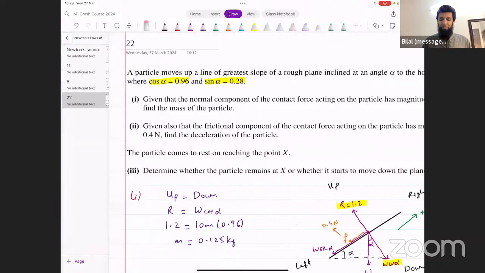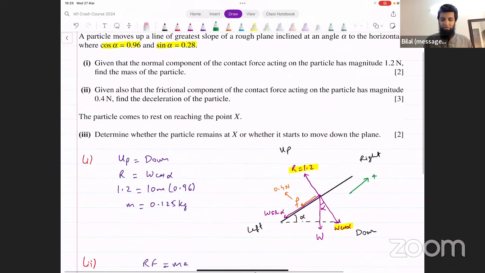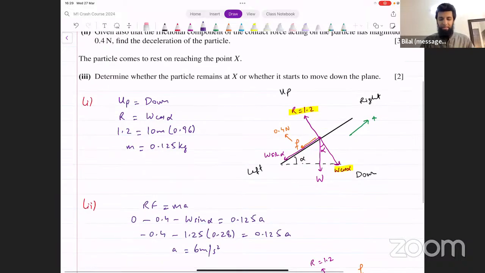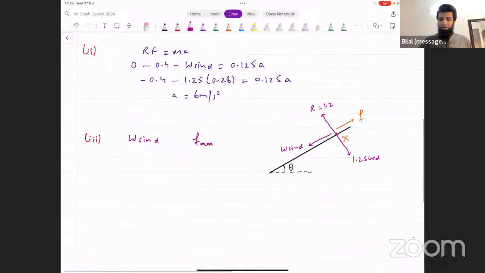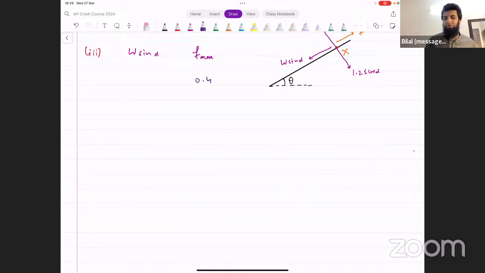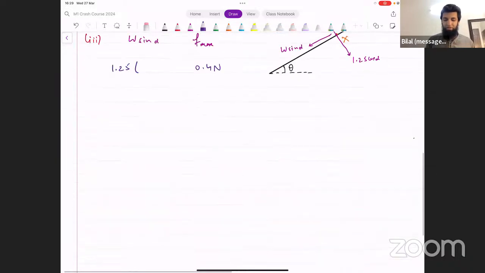Now, they've given us that while the particle was moving up the plane, the friction was 0.4 Newton. When the particle is moving, the friction is supposed to be at its maximum value. So the maximum possible value of friction, F max, is supposed to be 0.4 Newton. And what about W sine alpha? W is 1.25. Sine alpha is 0.28. What does that turn out to be? You're telling me this is 0.35. So we have 0.35 here as the value of W sine alpha.